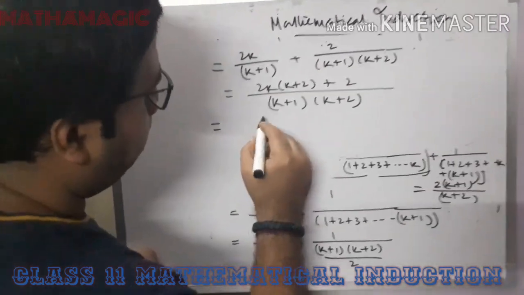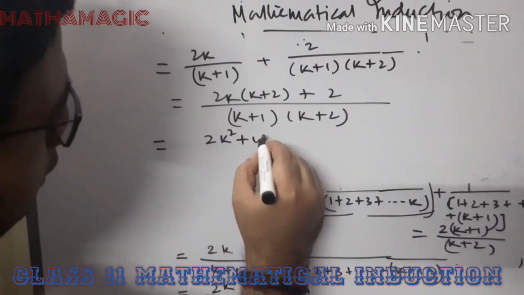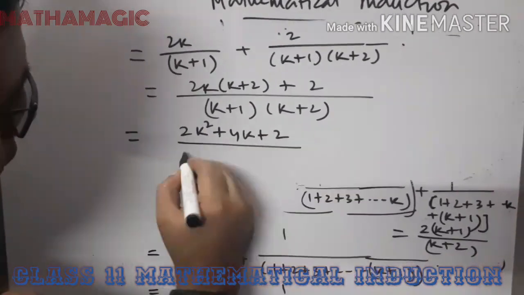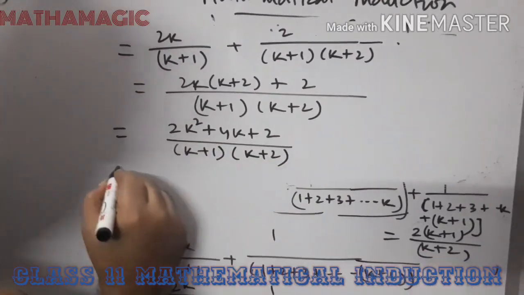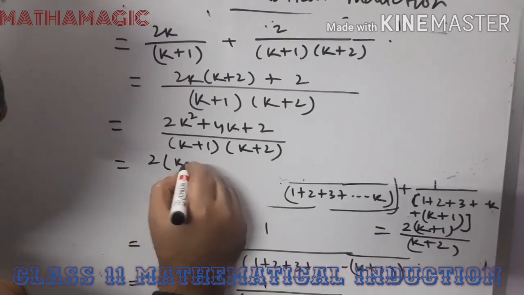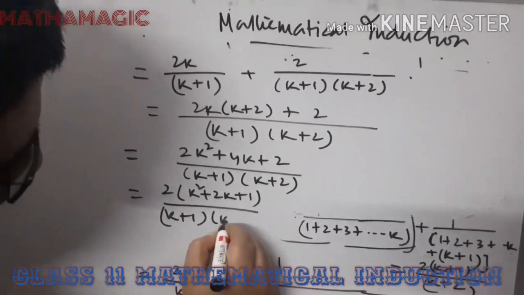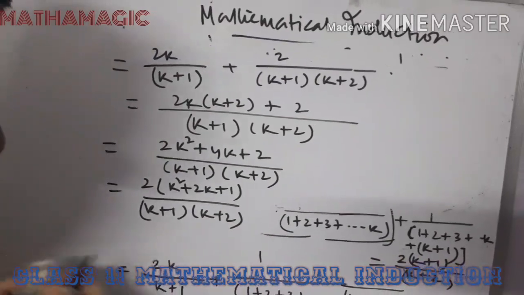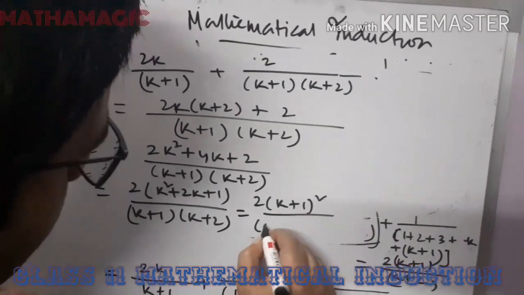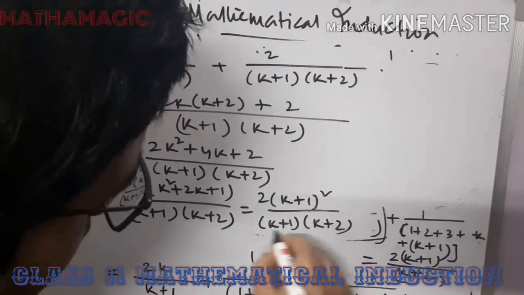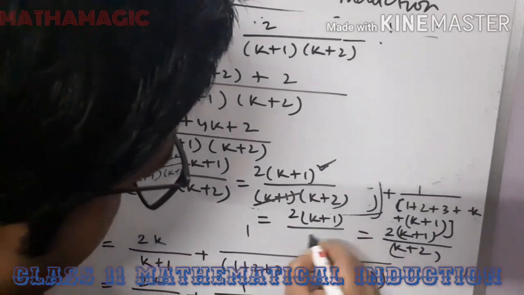So it will be, if we take this one, I will just do the multiplication. So it will be 4k plus 2. So it will be 2k (k plus 1) into (k plus 2). So if we take 2 common, then it will be (k plus 2k square plus 2k plus 1) divided by (k plus 1) into (k plus 2). Now this one is equal to 2 into (k plus 1) whole square divided by (k plus 1) into (k plus 2). So k plus 1 is getting cancelled. So what is the value remaining? That is (k plus 1) divided by (k plus 2).